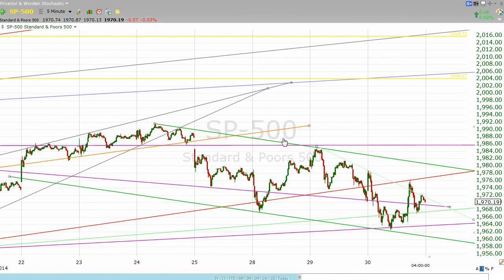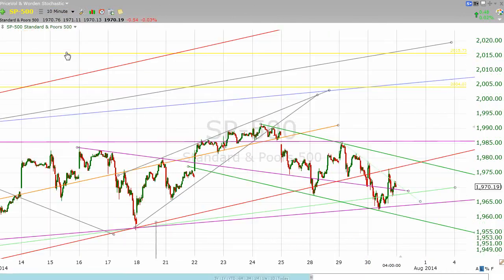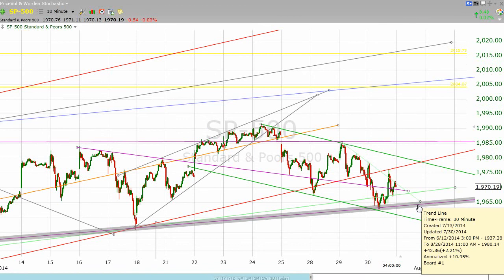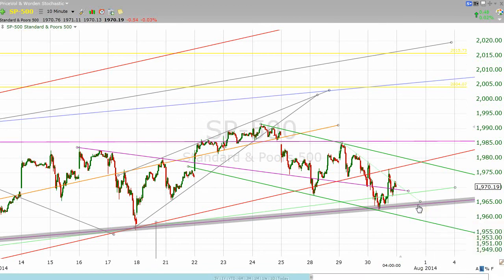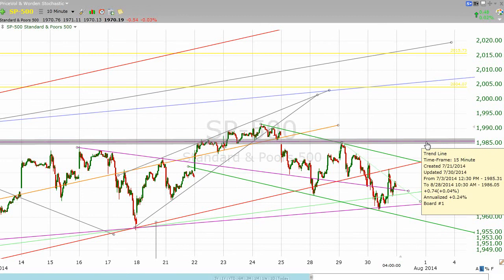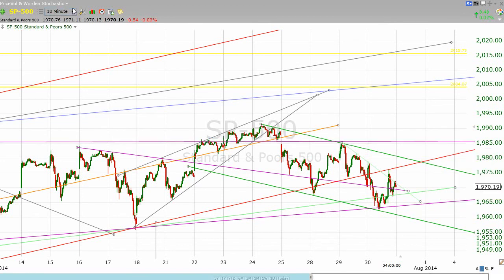So let's keep an eye on a couple things here. This line is important because I think this would trigger about a 2% move. This line is also important because getting under it would likely trigger a 2% move to the downside. Getting over this line should be a precursor to a good challenge to 1986.